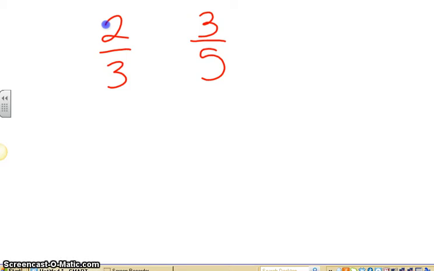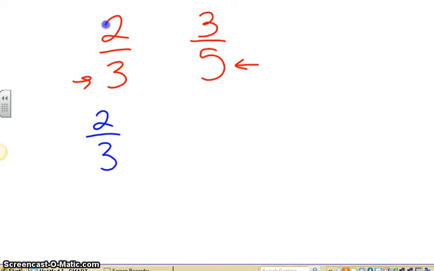And since they have different denominators, this one has a denominator of 3, this one has a denominator of 5, I can't compare them the way they're written right now. What I have to find is a common denominator, a denominator that they can both have in common. And the easiest way to do that is to make our sideways t-charts. So here's what I mean.